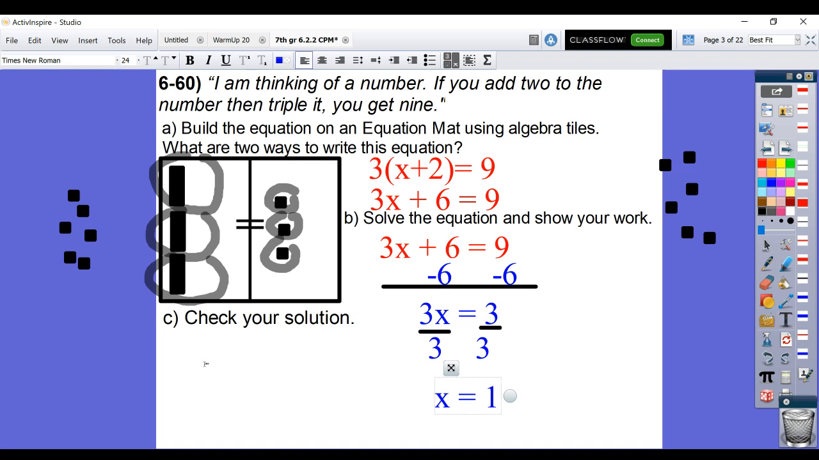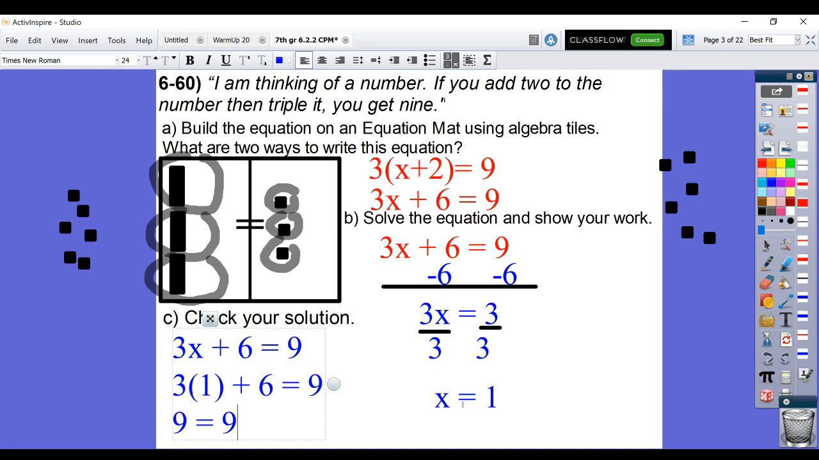The way that they want you to check your solution would be to write down the original equation. We can write the 3x plus 6 equals 9, or the 3 times the quantity x plus 2 equals 9, either one. And then we're going to replace x with what we believe x is, which we said is 1. So in place of x, we're going to replace it with 1. And then as far as work goes, 3 times 1 plus 6, of course, is 9.